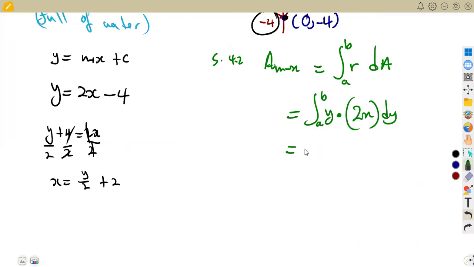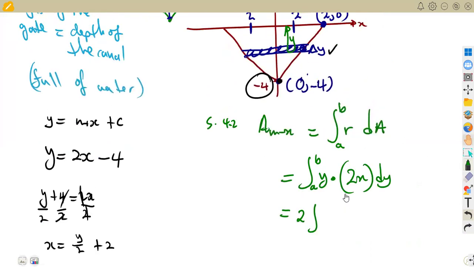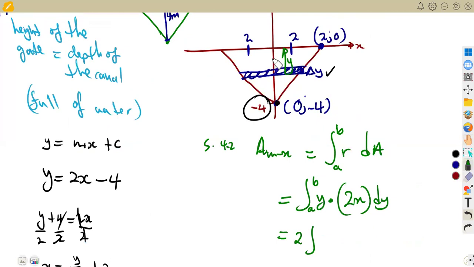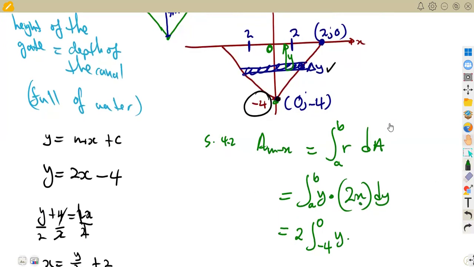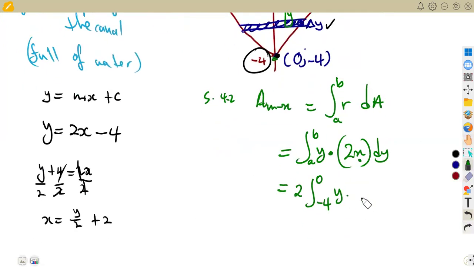So now you're going to substitute. So it'll be 2 times the integral, with a and b being the limits. So we're going to substitute from our lower limit to the upper limit. Lower limit at -4. But remember, at this point, it will be at 0. So that's 0 minus -4 of y times, remember we have taken the 2 out of the integral, so we are left with x, and our x is the one that we got from our relationship here, which we got as y over 2 plus 2, like that. So you're going to integrate this with respect to y.